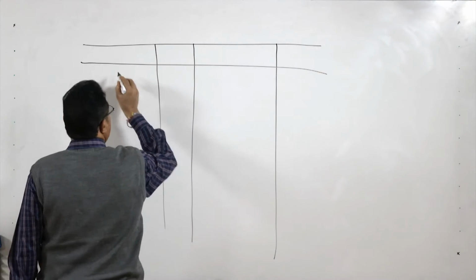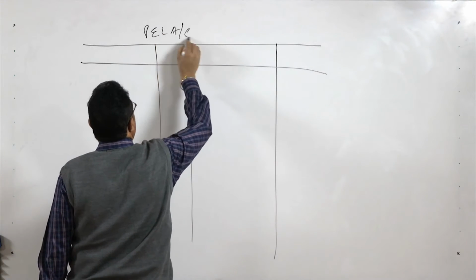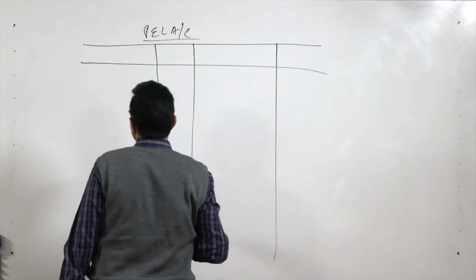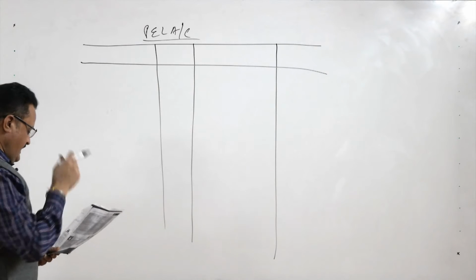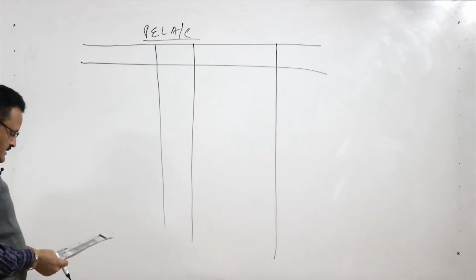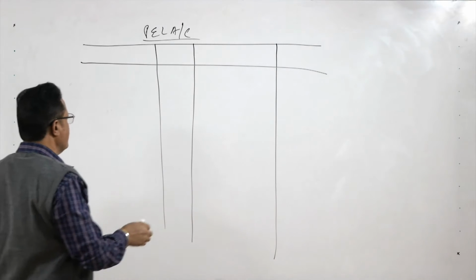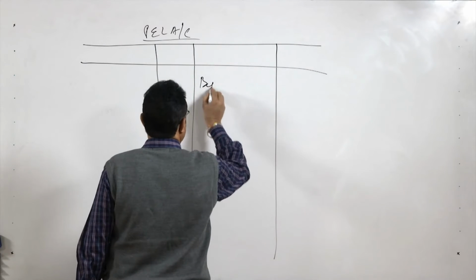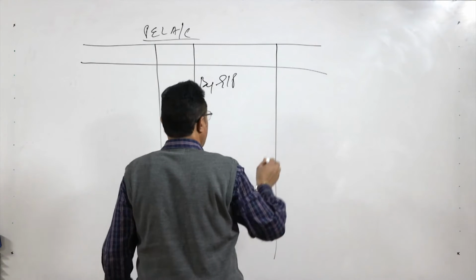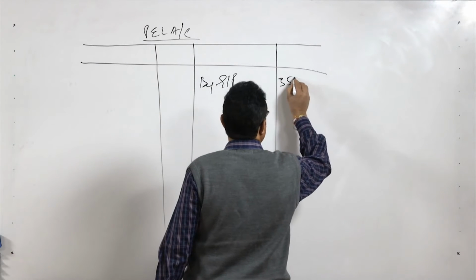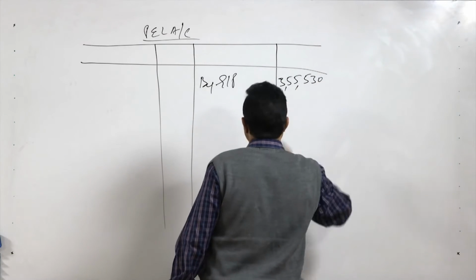We are continuing with the profit and loss account. Whatever the total expenses were, we have already taken, and now we will be calculating the profit or loss. In this case, the gross profit will come on this side. The gross profit that we calculated in the trading account, we will take to this side: 3,55,530. This is the gross profit.